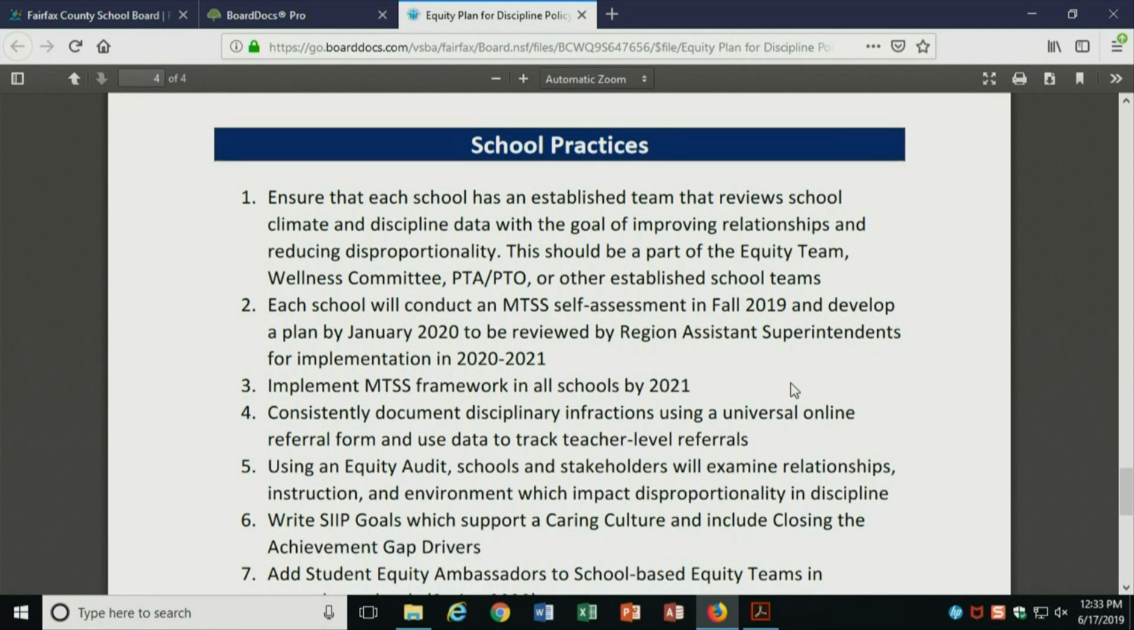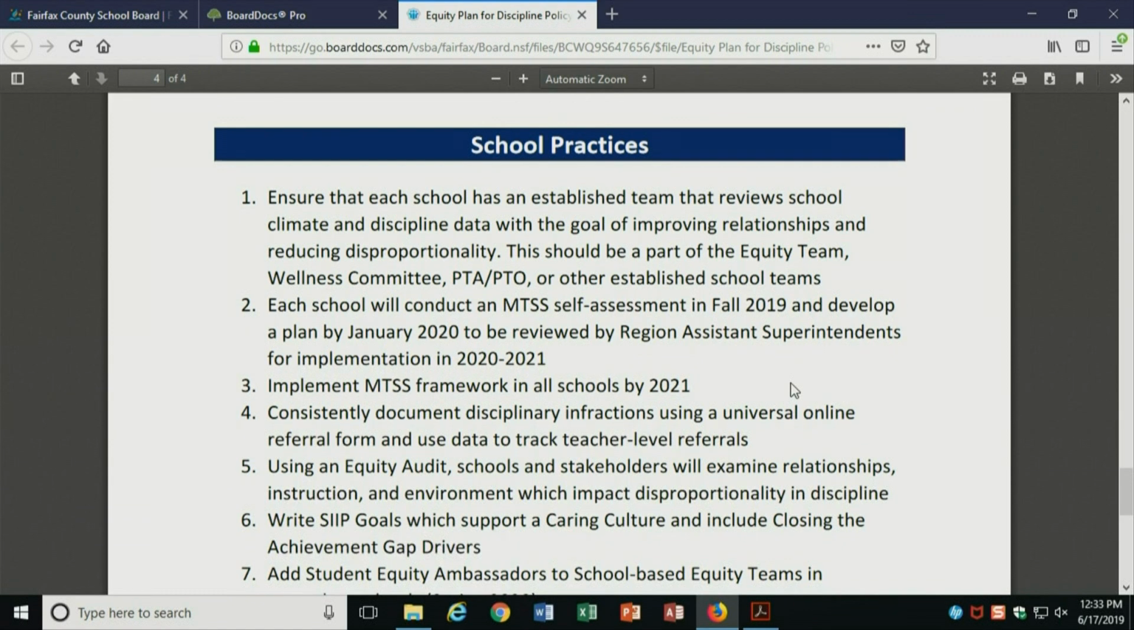Ultimately, we would love to see the team be our equity team, and we've been developing that through our equity resources and the equity leads that this board has supported. But right now, not every school has a well-functioning equity team. We're building that up. So eventually, we would want to see the equity team as the team doing this. But in the interim, we're saying a team, whether it's the wellness committee, the PTA, PTO, or another established school team. Next year, every school needs to have a team reviewing climate and discipline data.